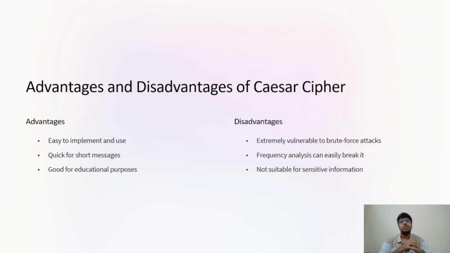Now we'll see some advantages of the Caesar cipher. The first is that it is very easy to implement and use, and is good for shorter messages. And as of now, it is good for educational purposes. Some of its disadvantages are that it is very vulnerable to brute force attacks, meaning multiple tries will eventually get you the original message. Frequency analysis can also easily break it. And it is not suitable for sensitive information.